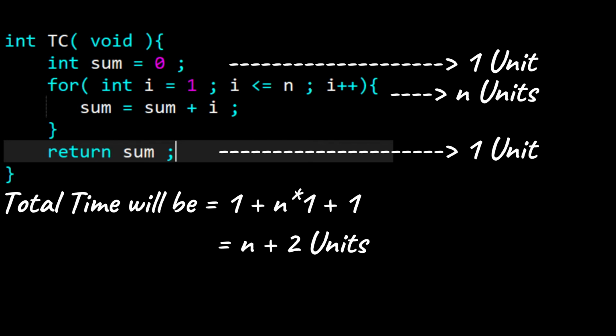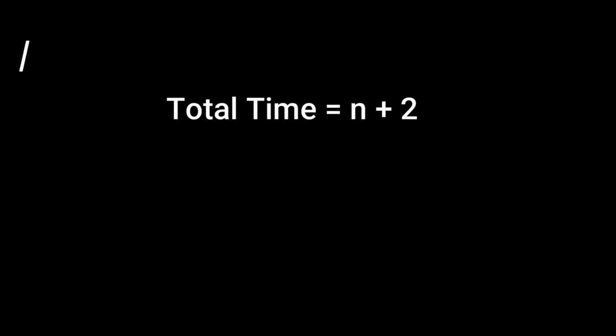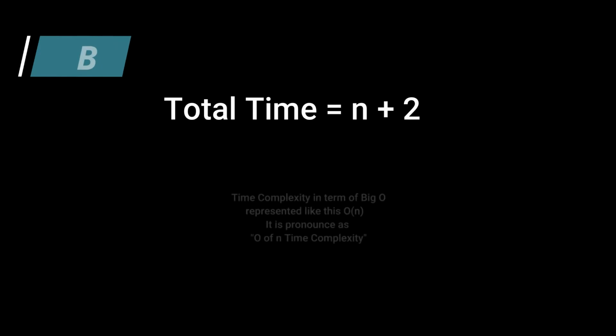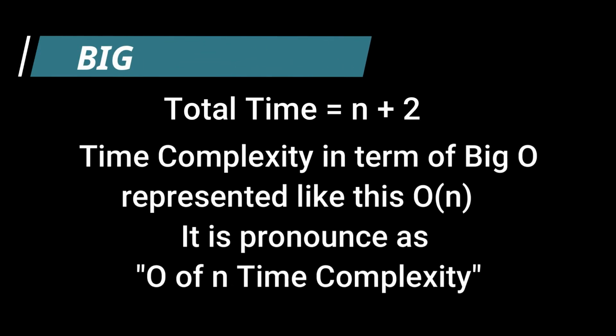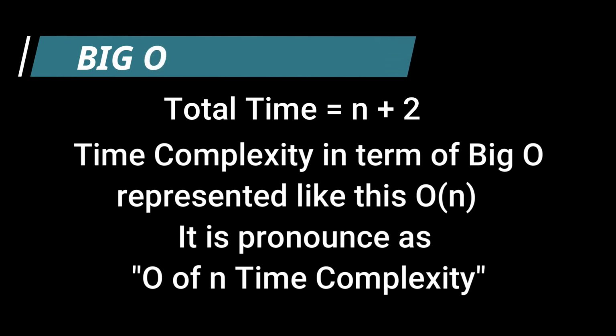When it comes to Big O notation, we select the highest power term and its coefficient is replaced by 1. As you saw in the last example, our total time was n plus 2 units. Now as per the definition of Big O notation, we will take only the first term because it has the highest order. Here you can see that the coefficient of n is already 1, so here it will remain the same. And our Big O notation will be represented like this. It is pronounced as Big O of n time complexity. At this time you can say linear time complexity.